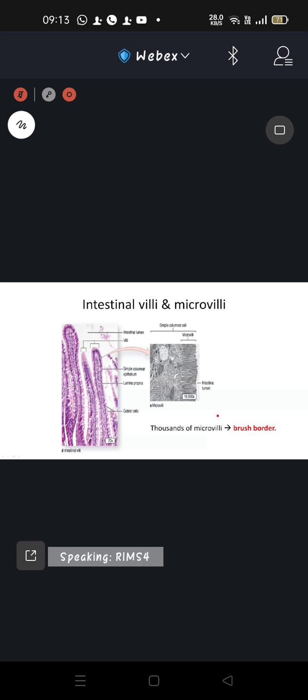So altogether there are several thousand microvilli on the apical surface of these enterocytes, which is the simple columnar epithelium. So these enterocytes, which are lining this intestinal mucosa, have around 2000 to 3000 microvilli on their apical surface.